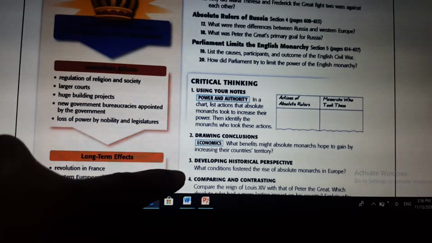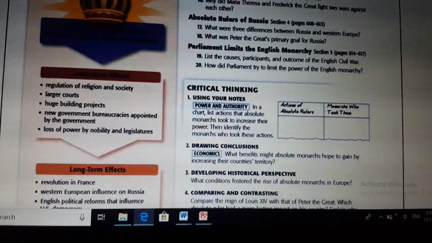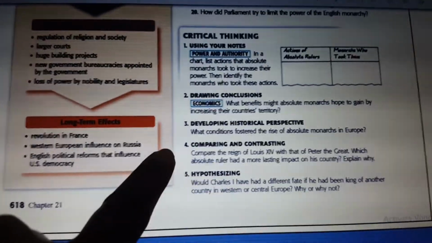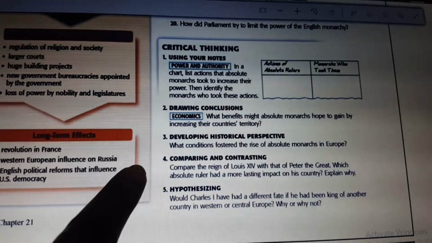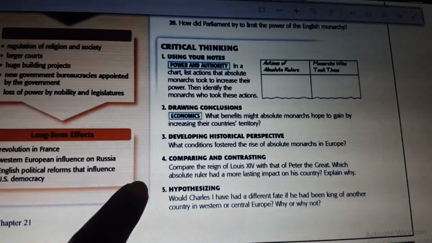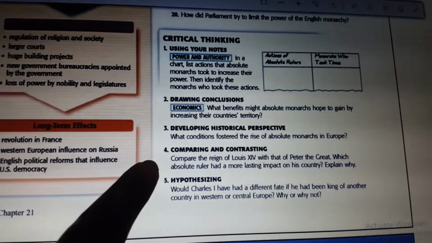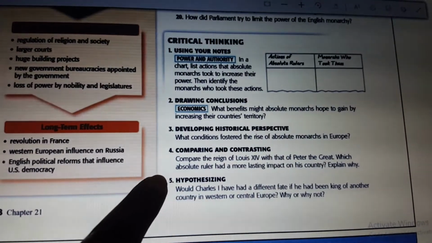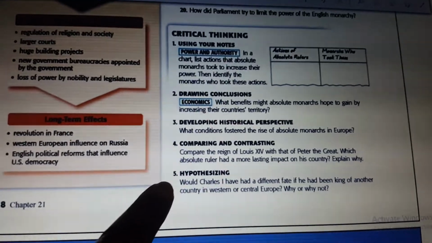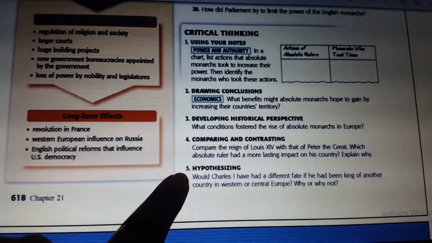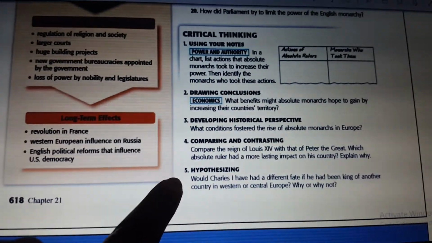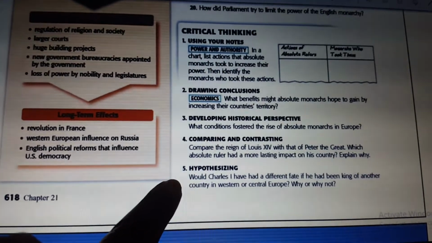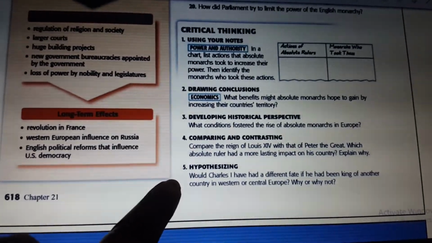Number 4, comparing and contrasting. Compare the reign of Louis XIV with that of Peter the Great. Which absolute ruler had a more lasting impact on his country? Explain why. Number 5, hypothesizing. Would Charles I have had a different fate if he had been king of another country in Western or Central Europe? Why or why not?